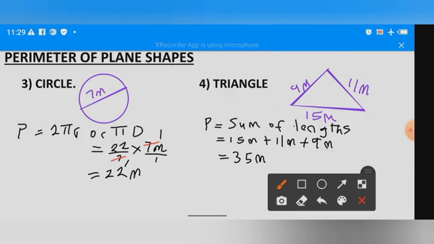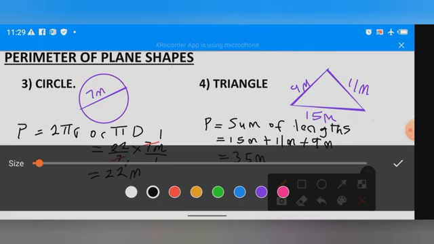Yes, let's take care of the perimeter of a circle and the perimeter of a triangle. In the previous video, I told you what perimeter is. Perimeter is the distance around a shape, okay?